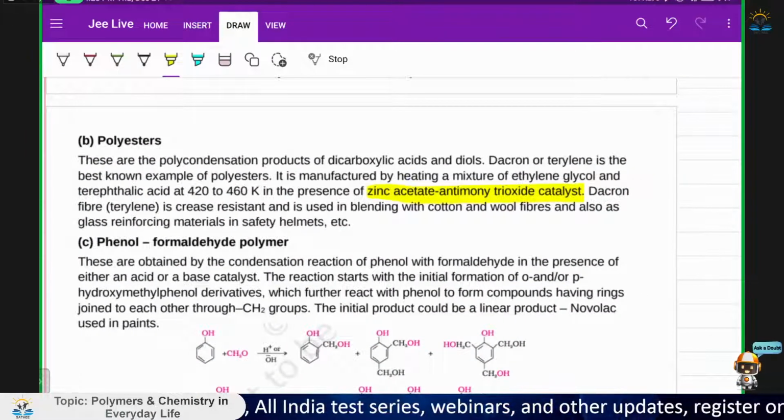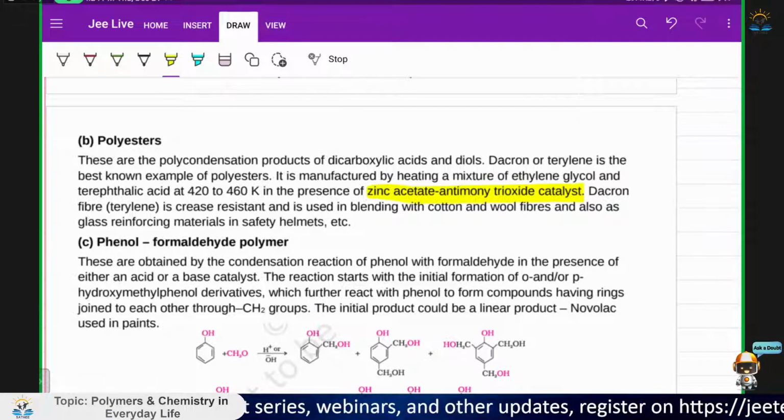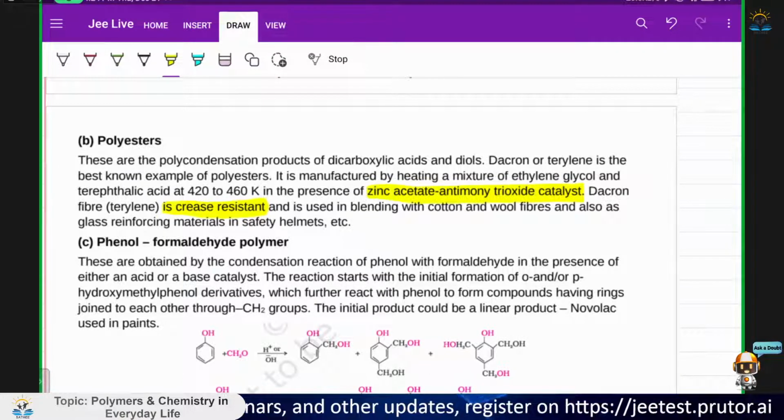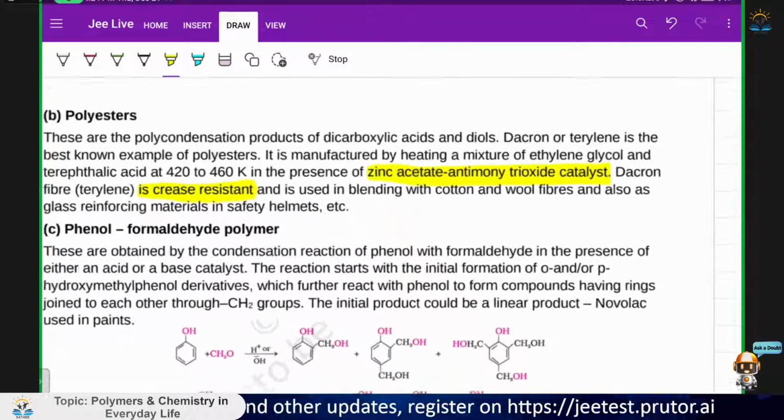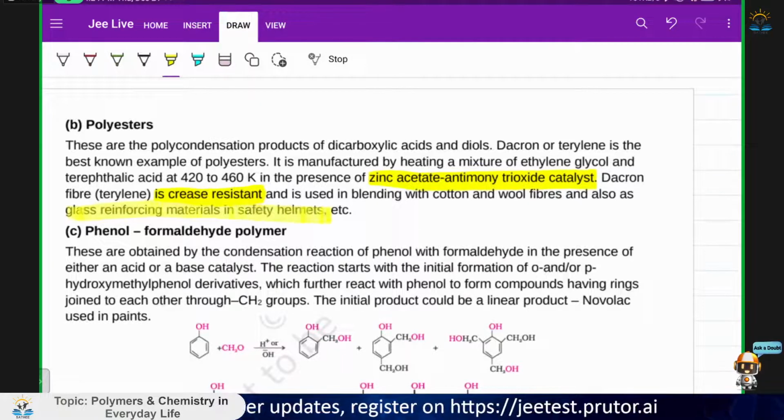What is the use of Terylene or Dacron? It is grease resistant and is used in blending with cotton and wool fibers. It is grease resistant and is used for making glass reinforcing materials in safety nets.